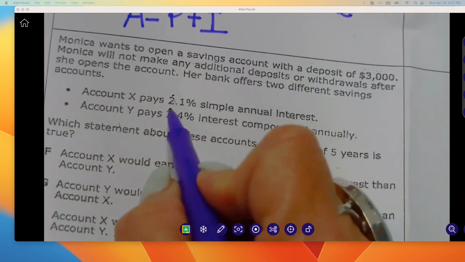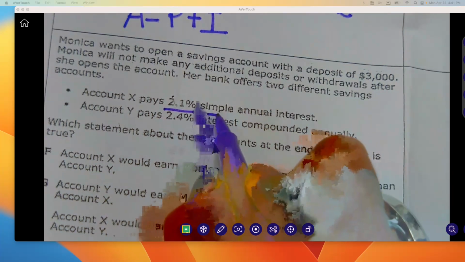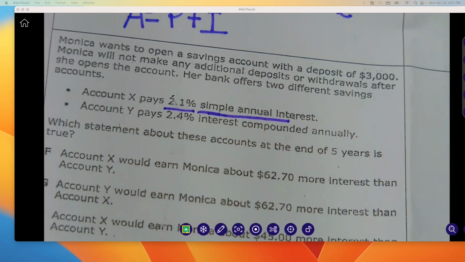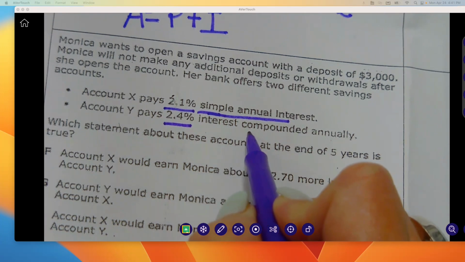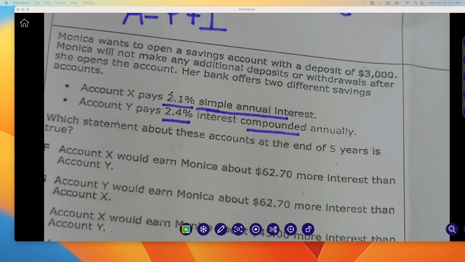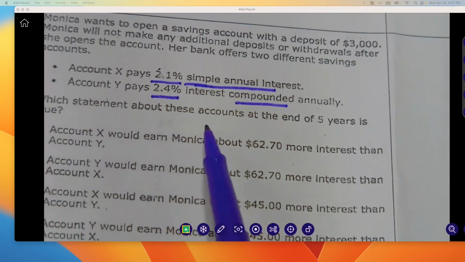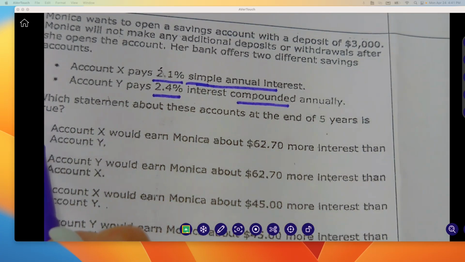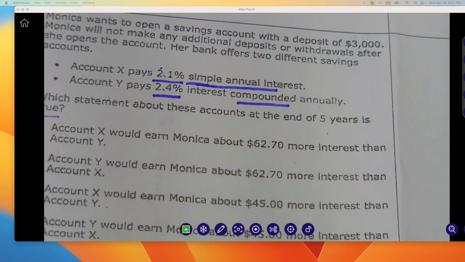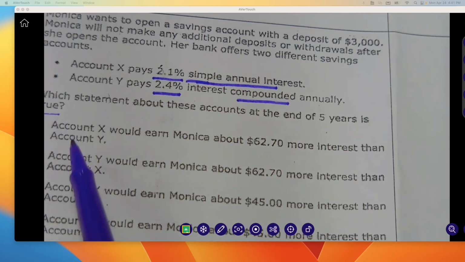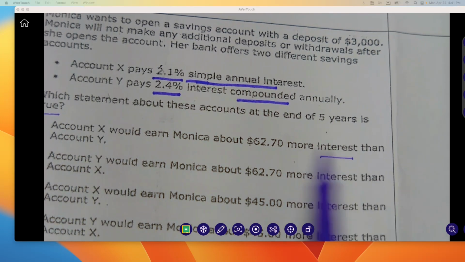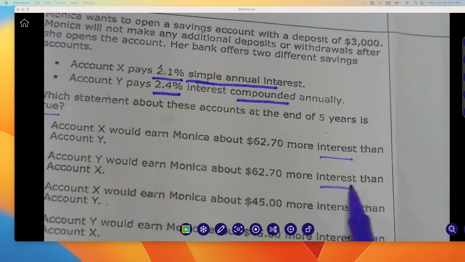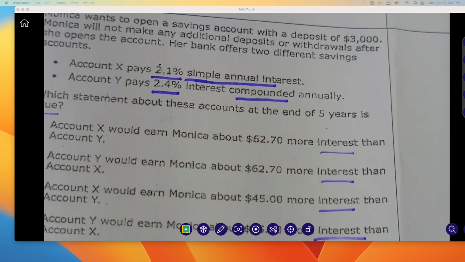Account X pays 2.1% simple annual interest, so this is simple. Account Y pays 2.4%, but it's compounded. So two different formulas, a simple and a compound. They want to know which statement about these accounts at the end of 5 years is true. So let's just look at the answer choices. They want to know if account X has more interest than account Y. So all of these were just looking for interest.